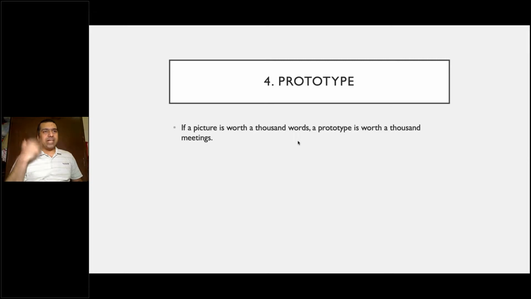Okay, many times when you say prototype, oh, now we need to create a working prototype. No, not at all. And as you know, there's a famous quote: if a picture is worth 1,000 words, a prototype is worth 1,000 meetings. I mean, we can plan this thing with Vishal some other day.